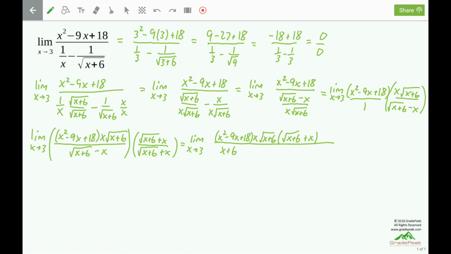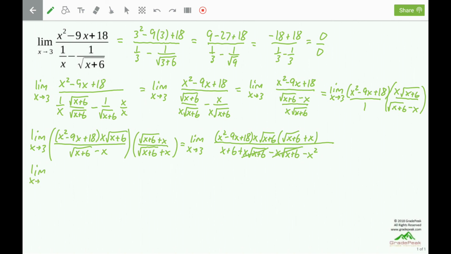Outside, root of x plus 6 times a positive x will be a positive x root of x plus 6. Inside, a negative x times a root of x plus 6, negative x times the square root of x plus 6. And then last, negative x times a positive x is a negative x squared. The outside and inside terms are equal value and opposite sign after root FOILing, and will cancel with each other.